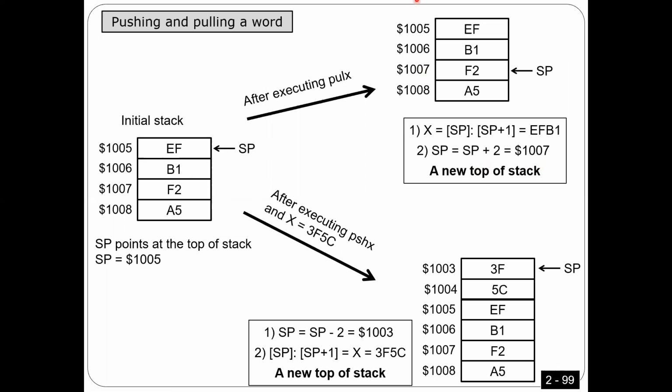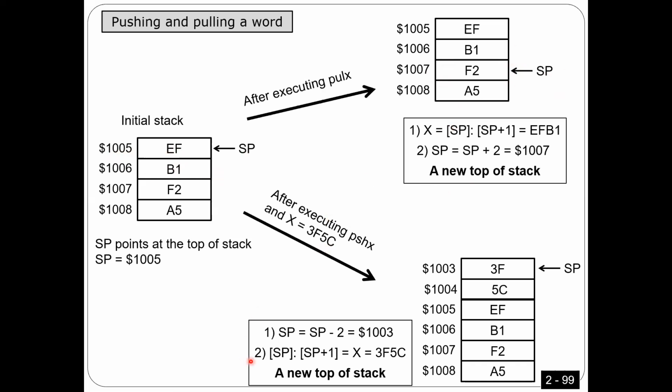So after you execute this instruction, this is how the stack looks. Forget this 2 because it's already out of the stack. So now my stack is shrinking, because it was 4 bytes and now it is only 2 bytes. Also, the top of the stack was 1005, now it is 1007, right?